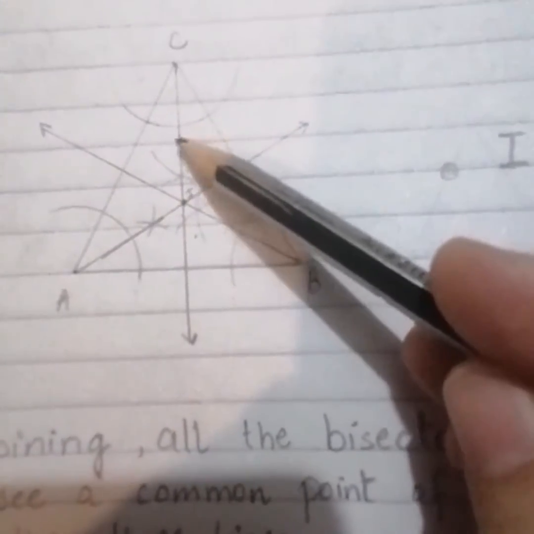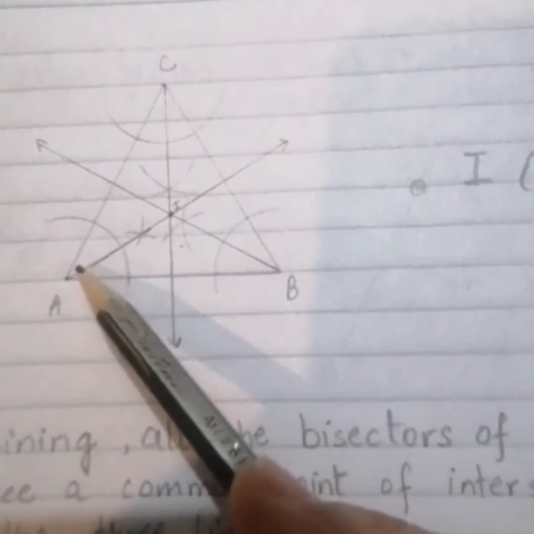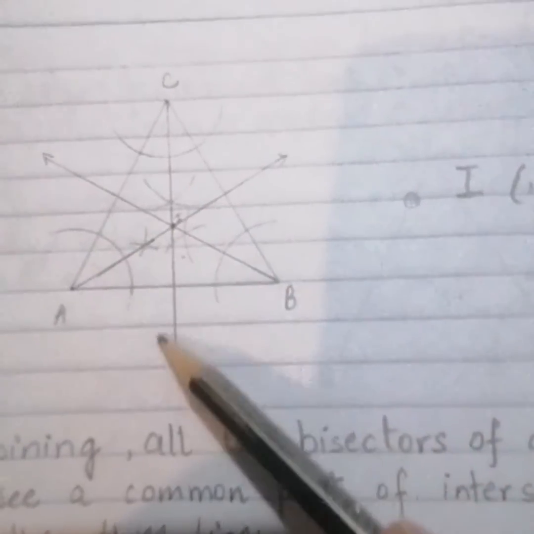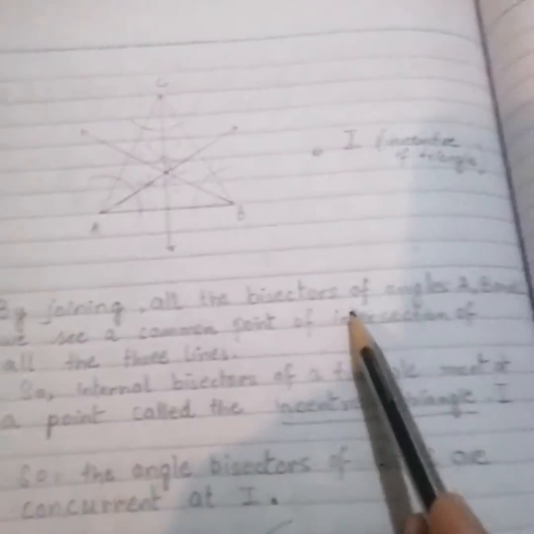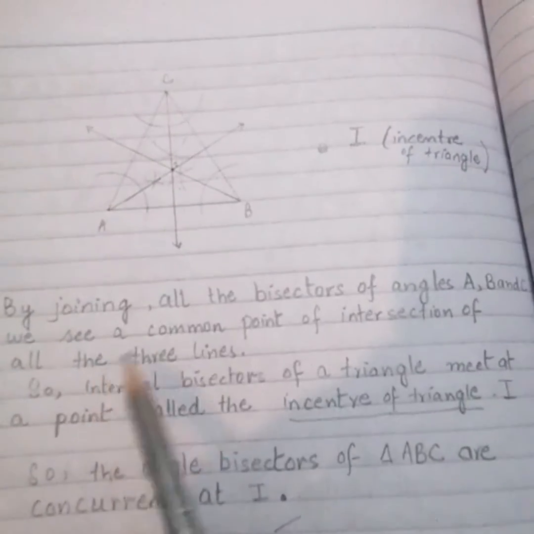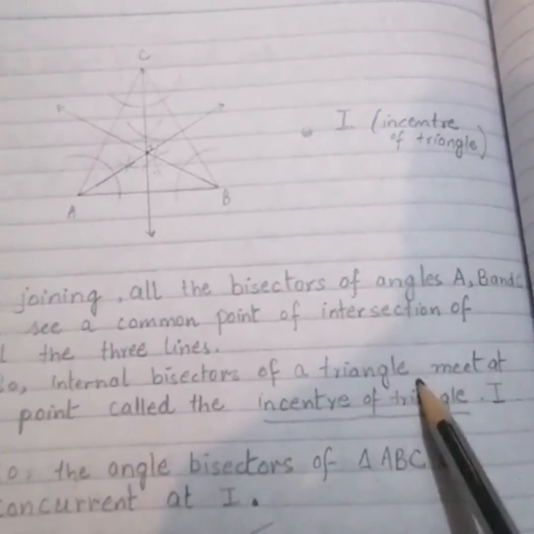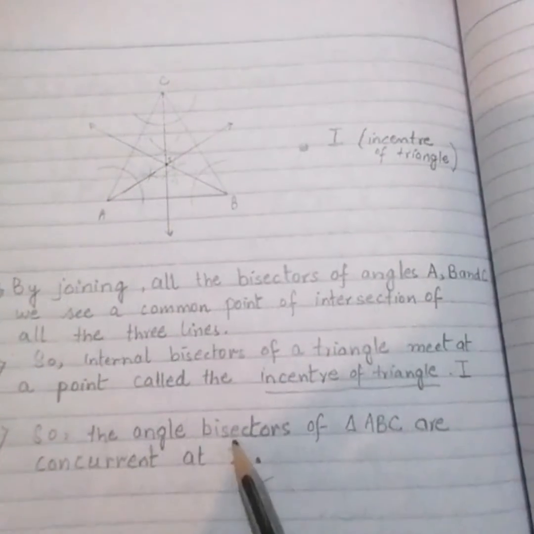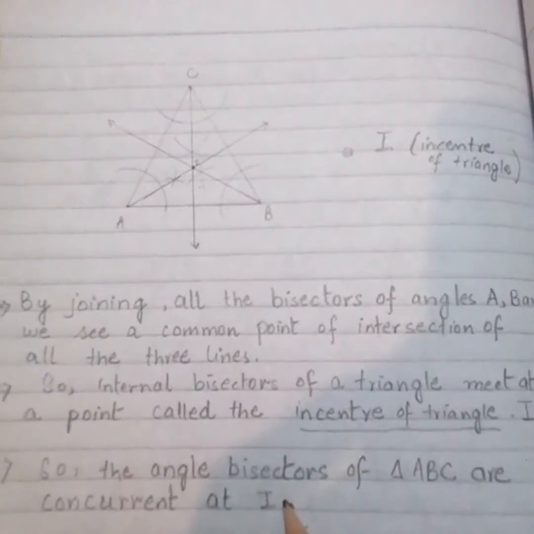Now, if you look closely, you see that all three lines, the angle bisectors A, B and C, meet at a common point which is called I. This is the incenter of the triangle. So by joining all the bisectors of the angles A, B and C, we see a common point of intersection of all the three lines. So the internal bisectors of a triangle meet at a point called the incenter of the triangle. So the angle bisectors of triangle ABC are concurrent at point I.